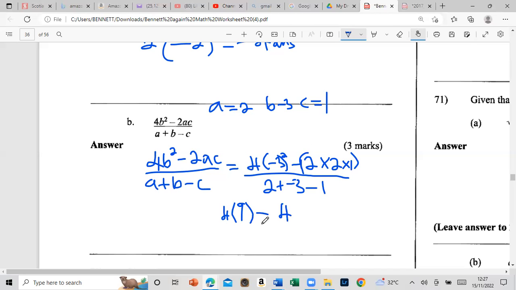Let's work out the bottom. So 2 plus negative 3, that's negative 1, minus 1, so this is negative 2. If you have any difficulty, go back to some of my earlier videos. 4 times 9 is 36, minus 4 over negative 2. This will give us 32 divided by 2. So our answer will be 16. Who got that correct?